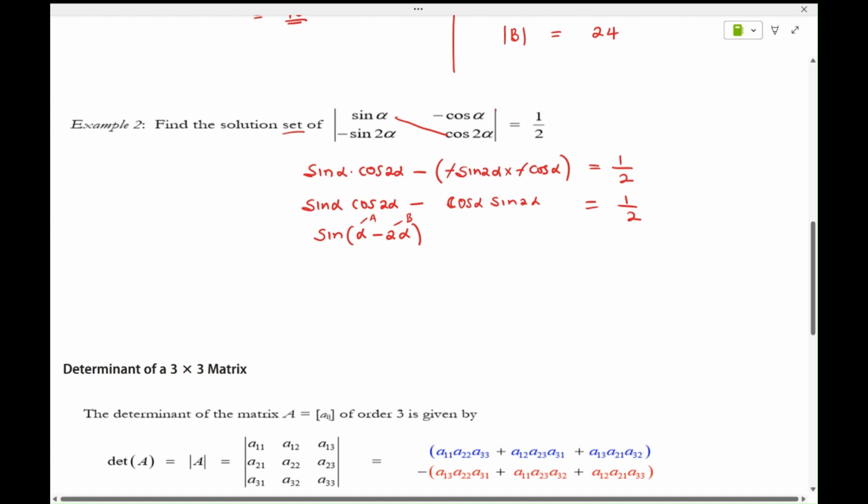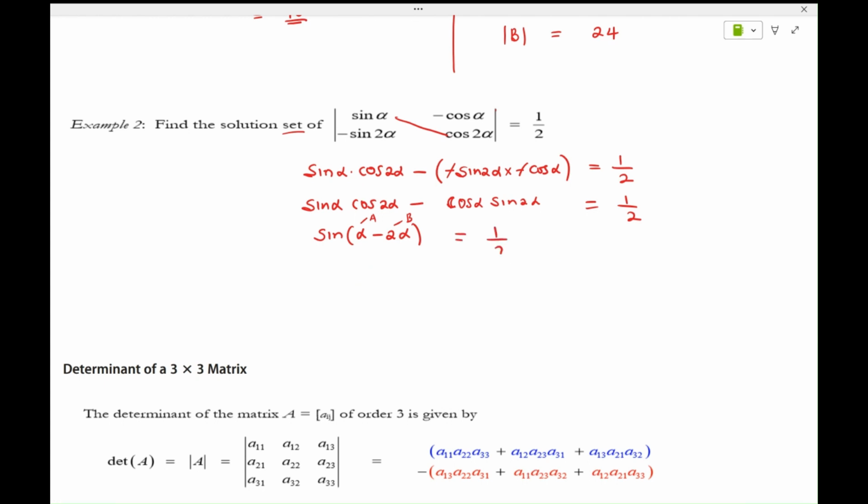So it means this is equal to what? Half. But what is sine of alpha minus 2 alpha? This will give us sine of minus alpha. It's equal to half. Is that okay? Then we can see from here that sine is odd, so we can take the minus out. So this is minus sine alpha, equal to half. And this means that sine alpha is equal to minus 1 over 2.